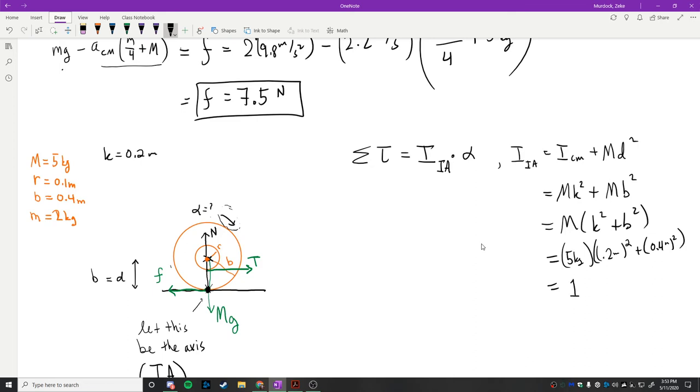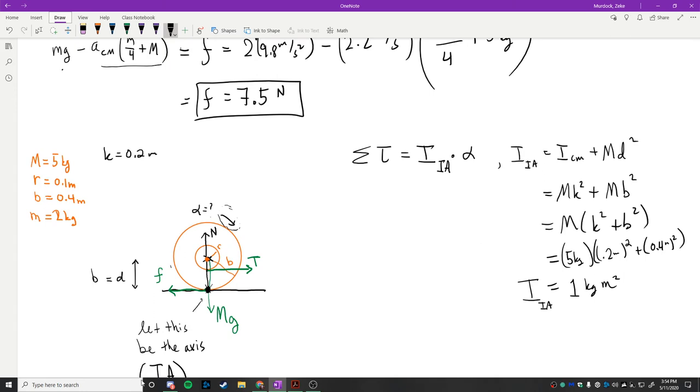That makes me laugh. Is that right? You guys agree? I do that right? 0.04 plus 0.16 is, yeah, it's 0.2. So it's 1. Yep. Okay.